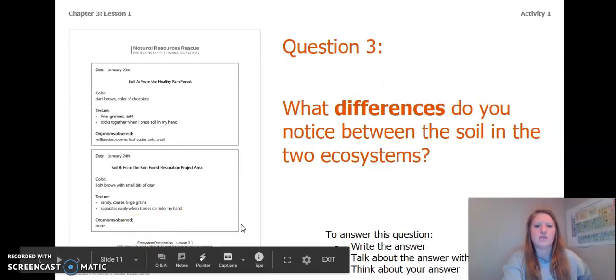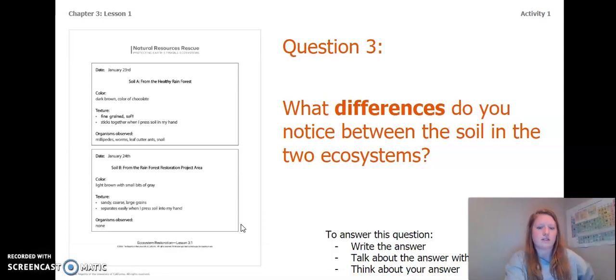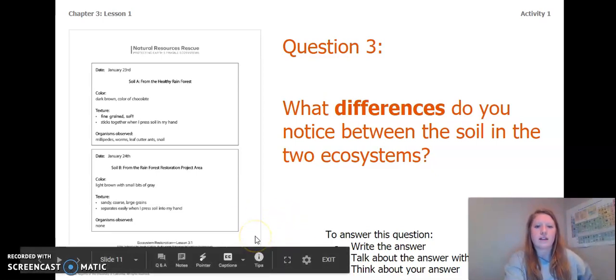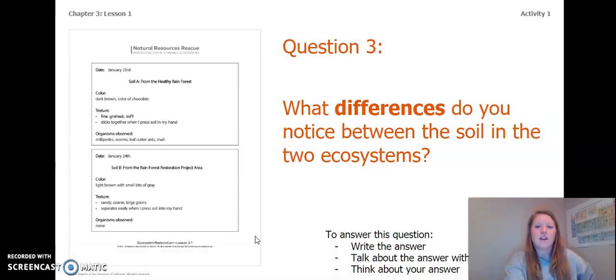What differences do you notice between the soil and the two ecosystems? To answer this question, write the answer in your Chapter 3, Lesson 1 activity packet in a notebook. You can talk about the answer with someone near you, or you can think about your answer in your head. Pause the video and answer this question now.